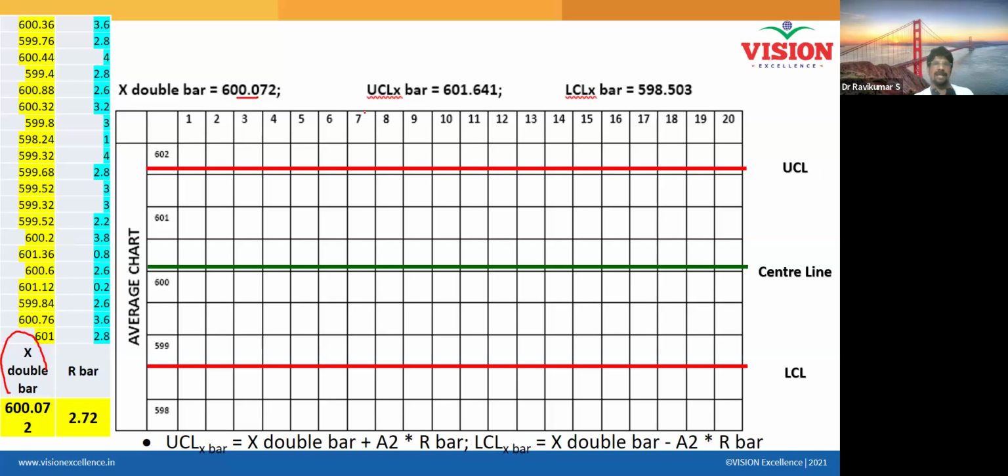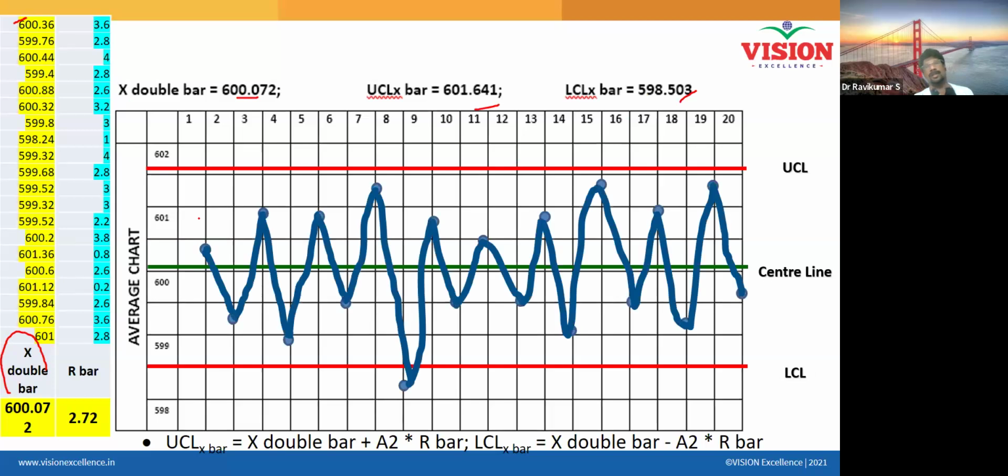And we have calculated the values. X double bar is there, upper control limit is there, lower control limit is there. What is the first X bar value from sample 1? 600.36. The second one is 599. You keep on plotting all the points. Okay, now how does the X bar chart look, guys?